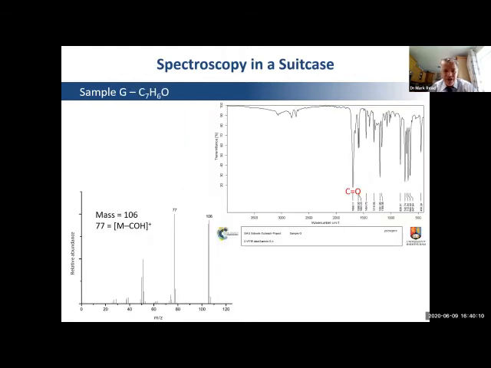Well, the final sample, sample G, is a bit of a red herring because if you use it, it has a really nice smell of marzipan. It's a kind of almondy smell. And immediately you think, well, that's got to be some kind of ester.